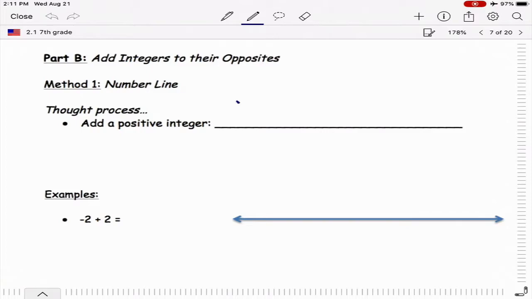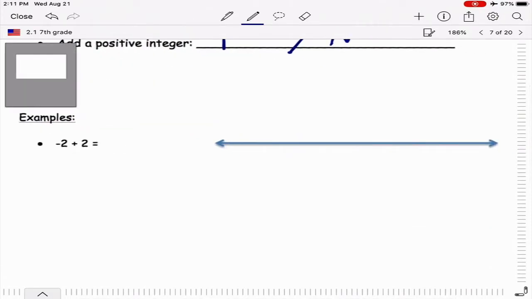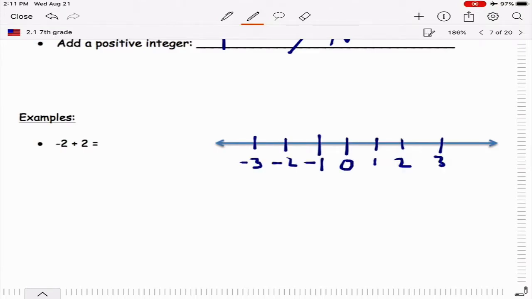All right? So positive, you can go to the right. And if it's negative, move it to the left. So negative 2 plus 2. Once again, I create a number line. I graph the first number, and negative 2 is right here. And then I'm going to move my orange dot 2 spaces to the right, because it's positive. 1, 2. And my answer is 0.